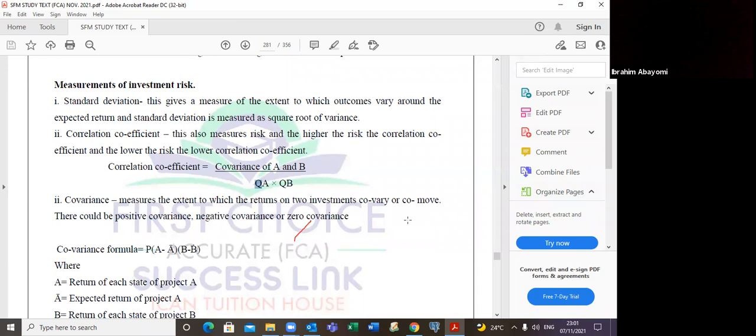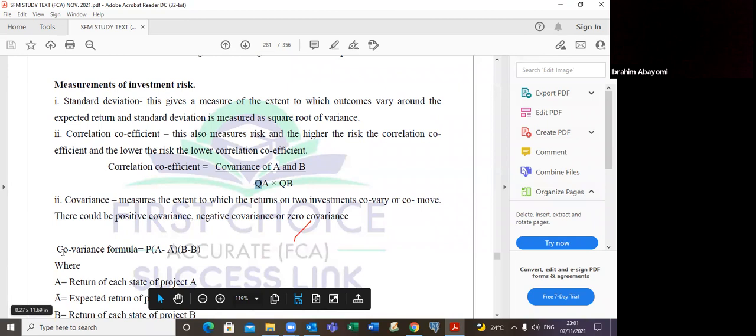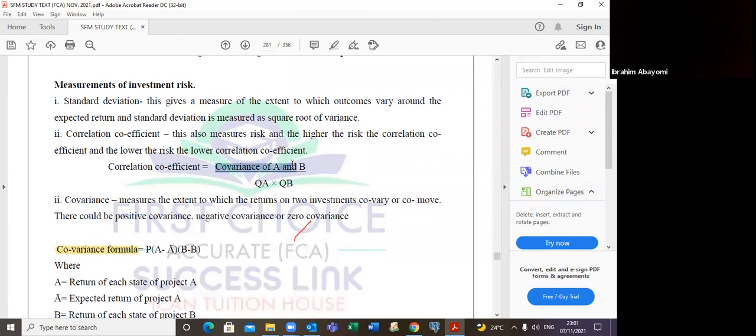Now, we have this formula to compute covariance. The covariance formula is given as, for instance, covariance AB. That is an alternative to this. I told you that you can make this one the subject of the formula and say r AB is equal to standard deviation of A times standard deviation of B to get your covariance. You can equally use this formula here.